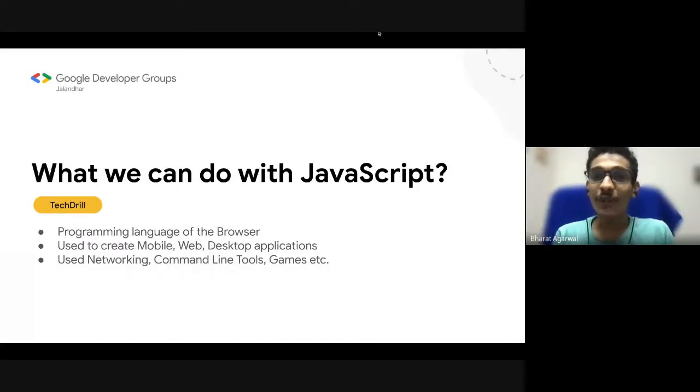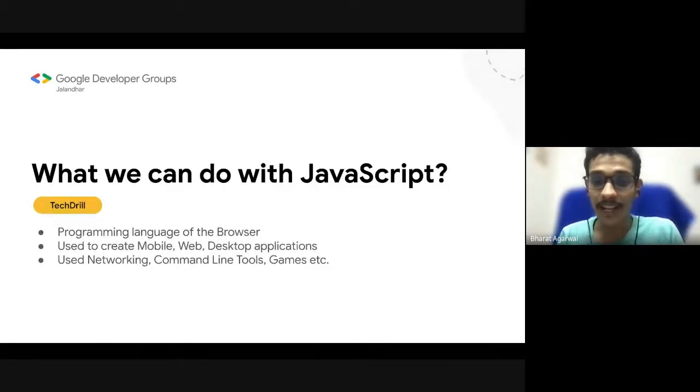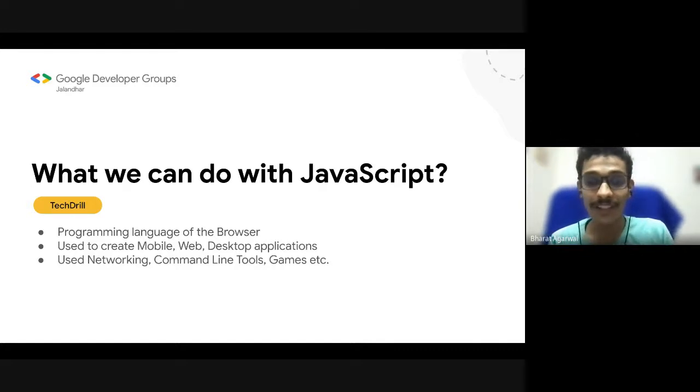So what can we do with JavaScript? As Aditya mentioned, it runs on browsers. Of course, it is the programming language of browsers. Browsers only understand JavaScript. It is used to provide interactivity to web pages. It helps to structure web pages properly. And of course, you can create mobile applications, web applications, even desktop applications with JavaScript.